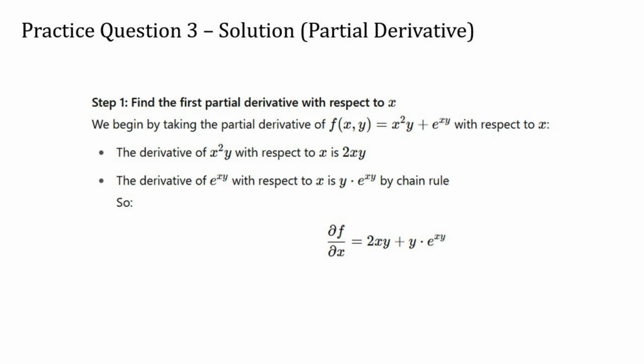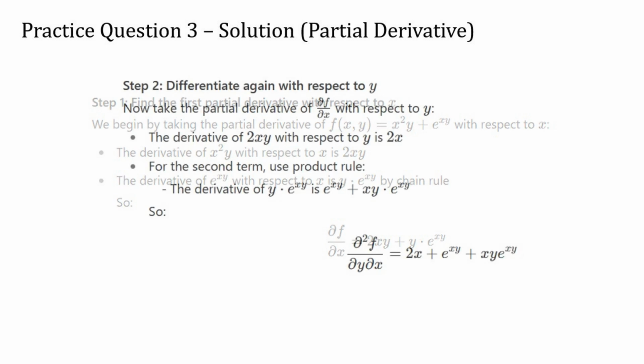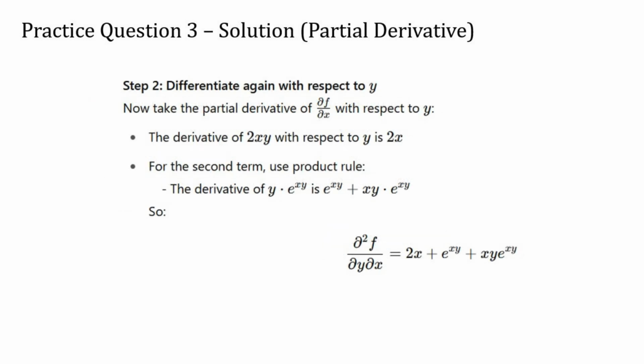Once we have the first partial derivative with respect to x, we then take the result and differentiate it again, but this time with respect to y. For this second derivative, we again apply standard rules. The derivative of a product in one term requires the product rule, and the derivative of the other term is straightforward. When we complete this step, we arrive at an expression that contains three terms, one from the linear part and two from the exponential term and its derivative.